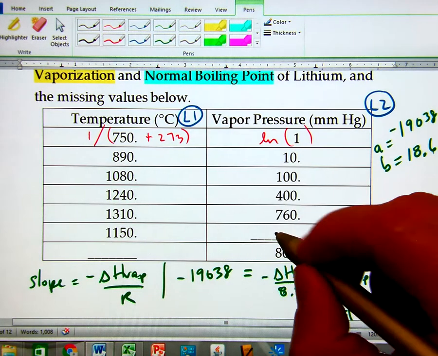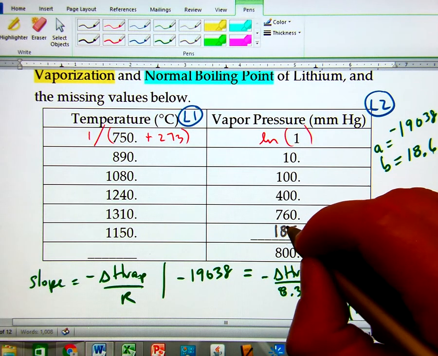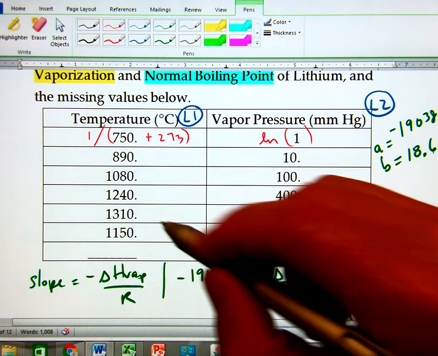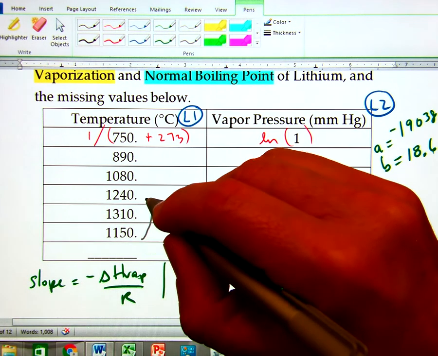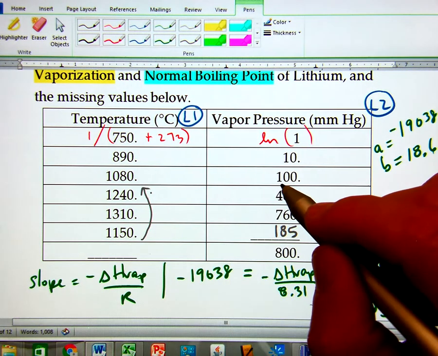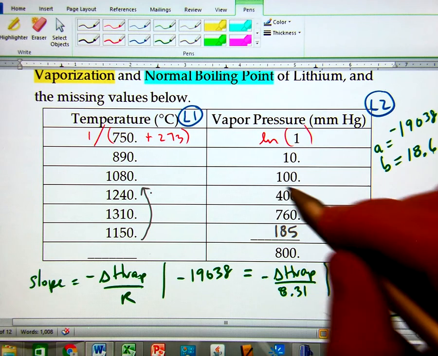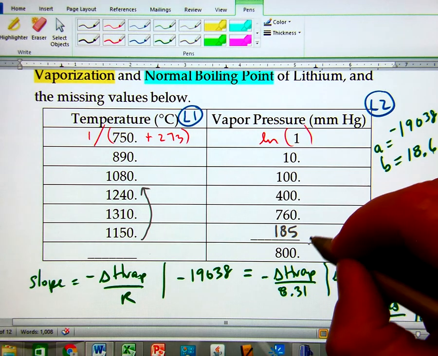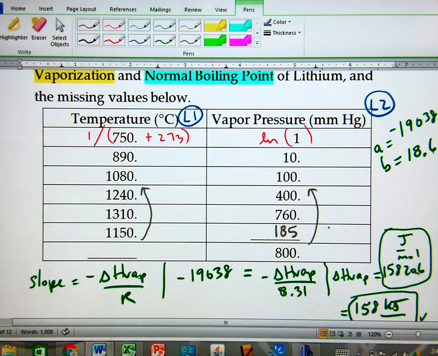So that would go right here. Now let's take a look and see if that makes sense. 1150 as a temperature is between these two temperatures, and so you would expect that the vapor pressure would also be between these two, which makes sense.